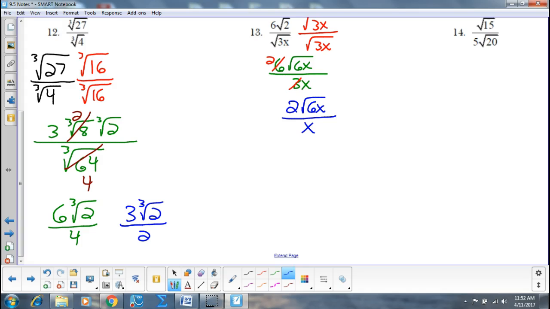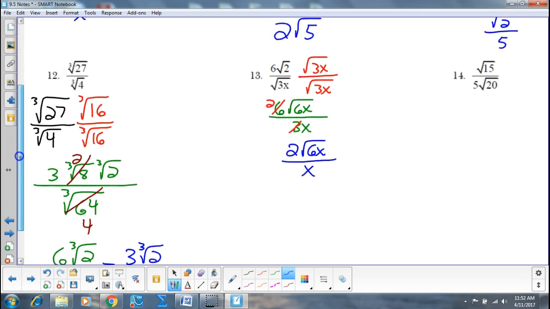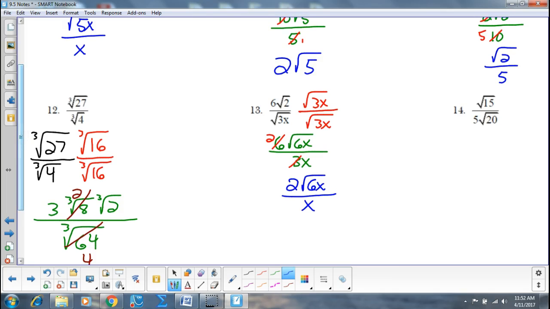Okay. Now, an alternative to that particular problem is, instead of multiplying by the cube root of 16 over the cube root of 16, does 4 go into a perfect cube? What does it go into other than 64? What's another perfect cube that 4 goes into?